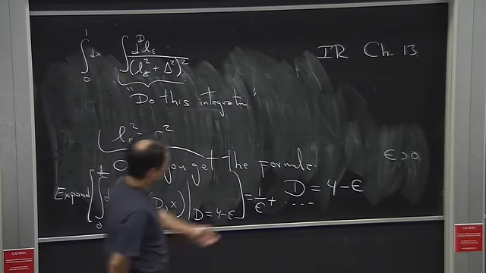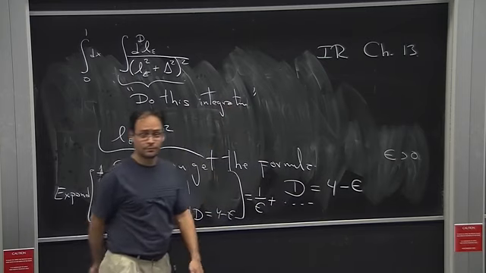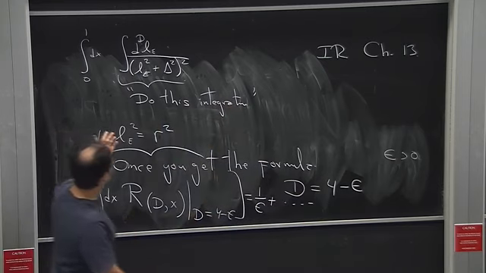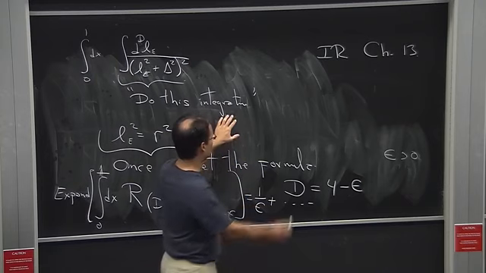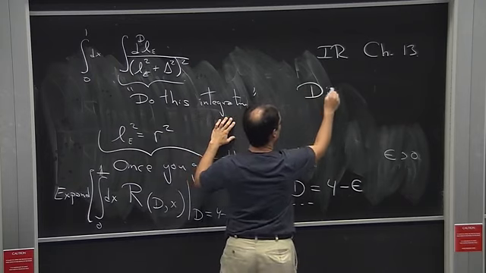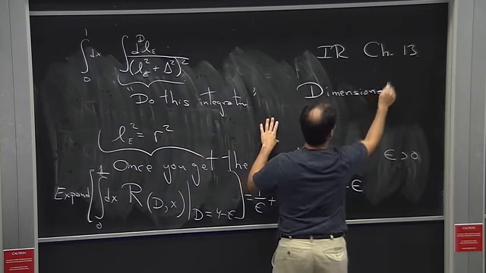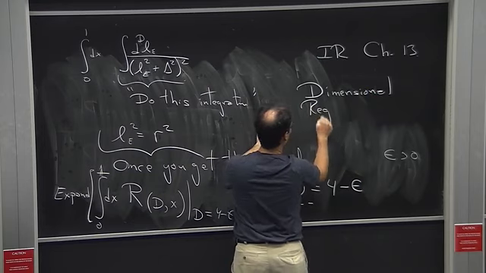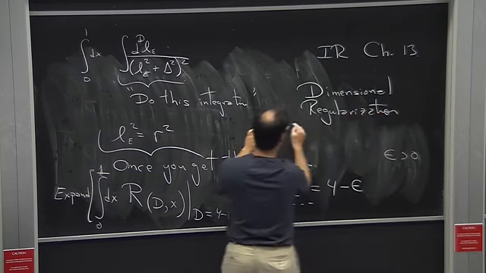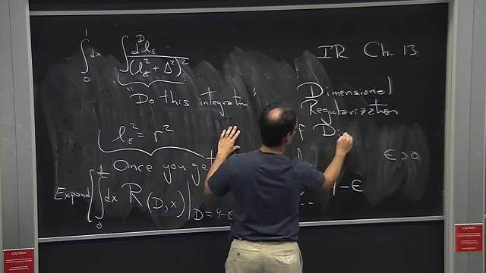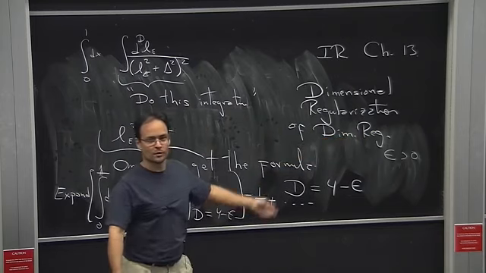What happens if you put d equals 4? You have to set epsilon to 0. You get a pole. This procedure of getting regulated objects is called dimensional regularization, for obvious reasons, or people call it dim reg. So you will hear people talking about this all the time.